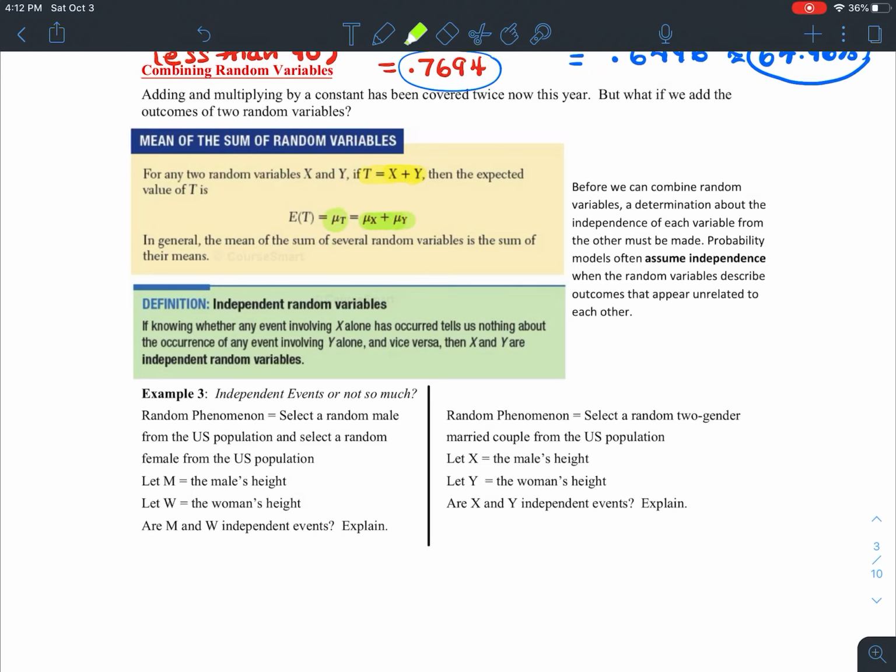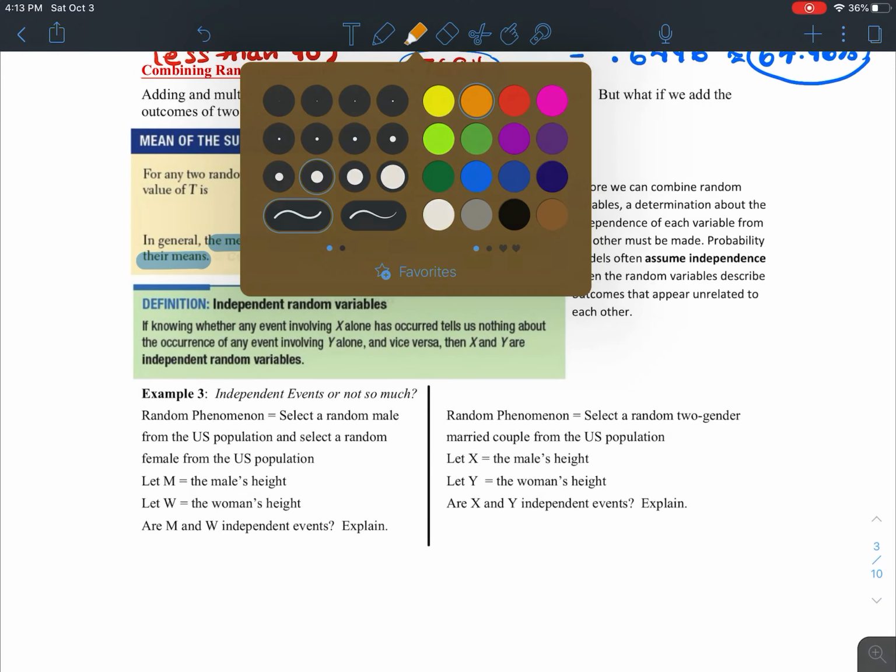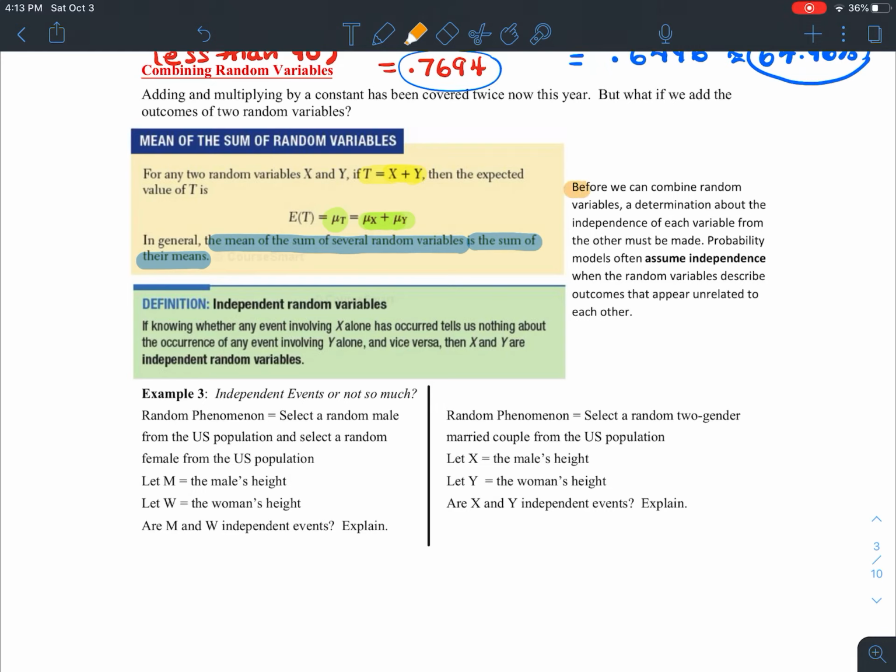If we're going to add together x and y, remember through addition, we can do this with measures of center. All you're going to do to get the mean of the random variable t is add the mean of x and the mean of y together. Generally, the mean of the sum of several random variables is simply the sum of their means. We're going to look at an example of this to spell this out. But here's what's really important with this.